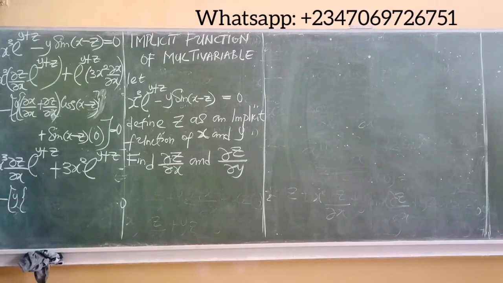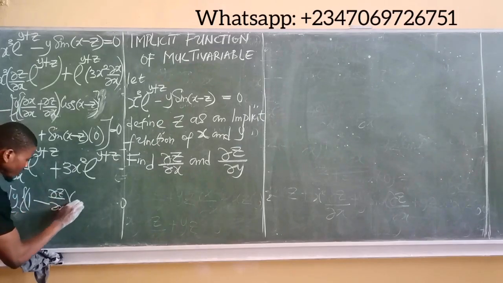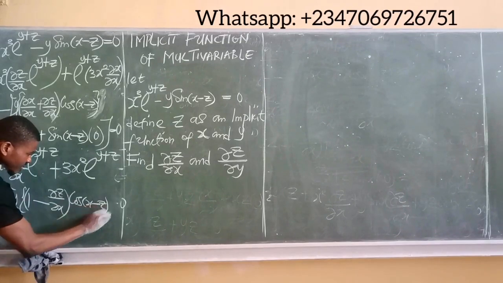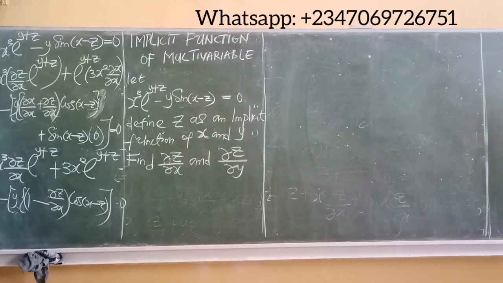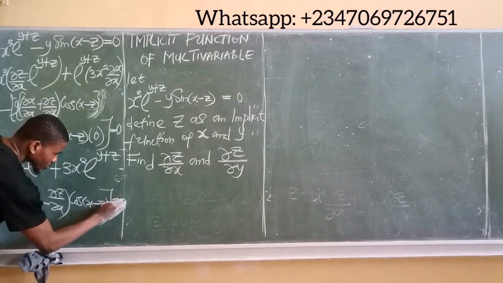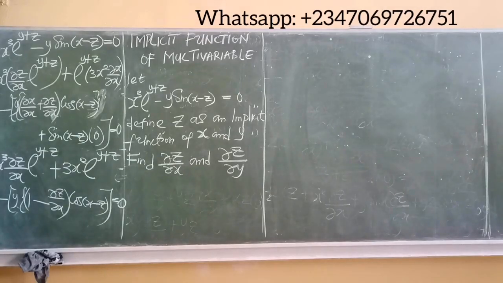Here I have, please take note, partial x over partial x is simply 1, minus partial z over partial x, cos x minus z. So take note, sine x minus z multiplied by 0 is completely off. Everything here is 0. So the whole of this is now equal to 0. So I have this. Okay, so let's bring out our terms.